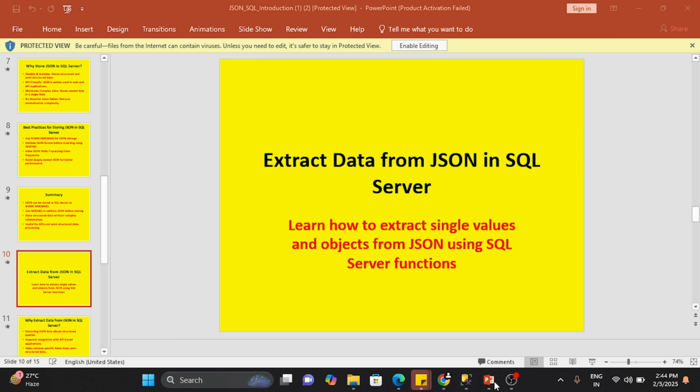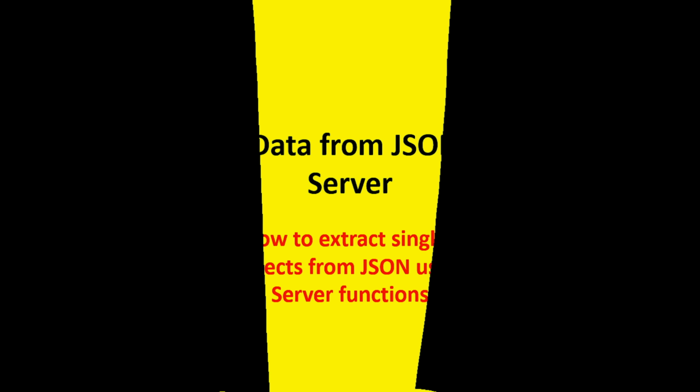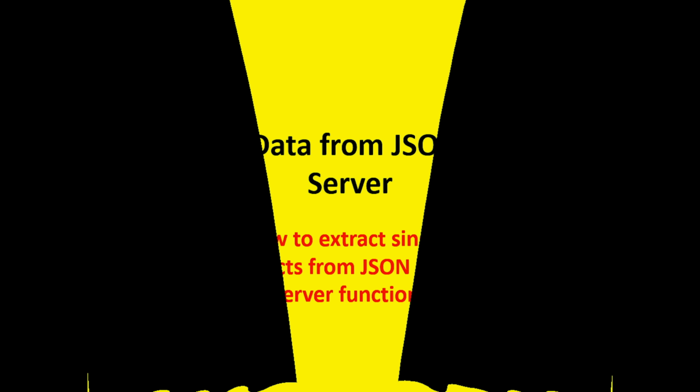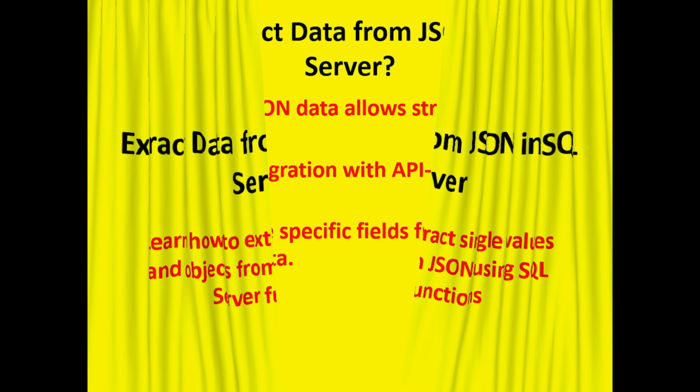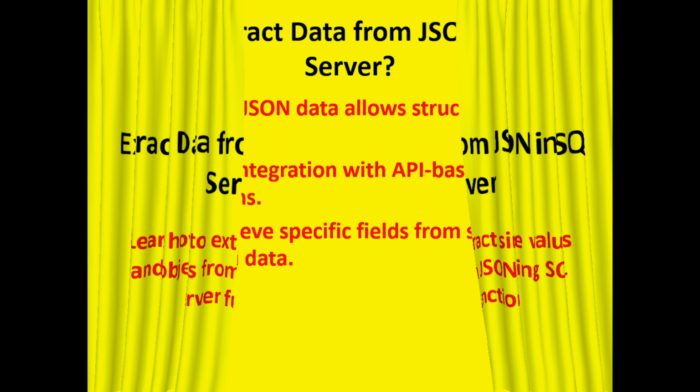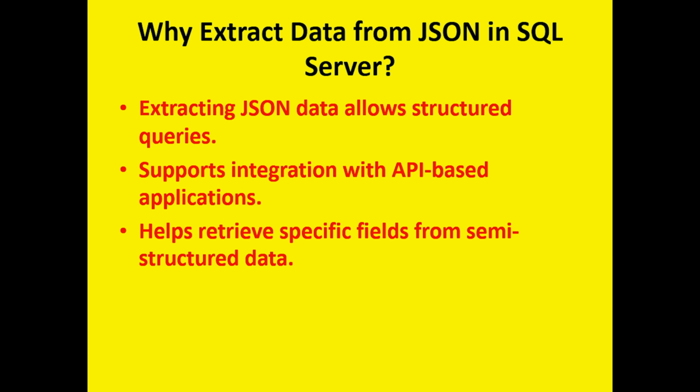Let me go back to the presentation, and let me try to understand how to extract the data. So how to extract the data from JSON in SQL Server. We will learn how to extract single values and objects from JSON using SQL Server functions. First we need to understand why extract data from JSON in SQL Server. Extracting JSON data allows structured queries, supports integration with API-based applications, and helps retrieve specific fields from semi-structured data.